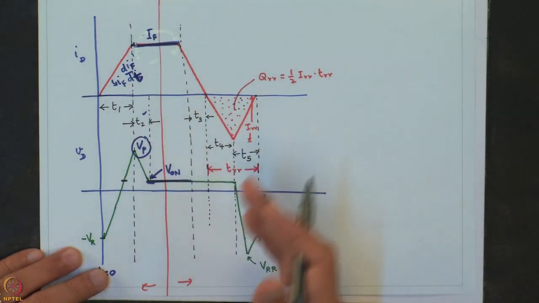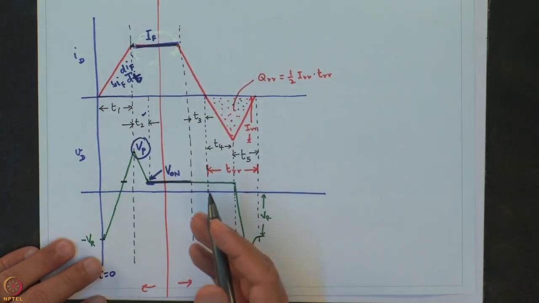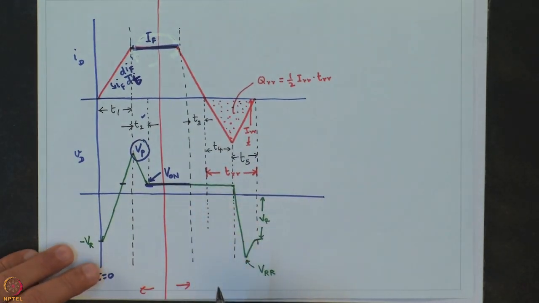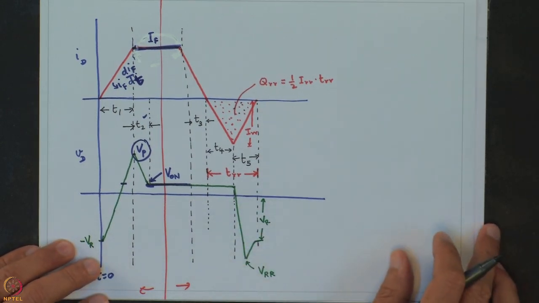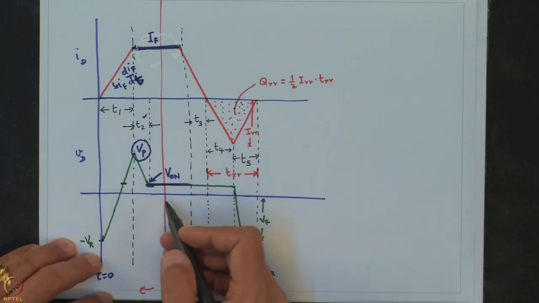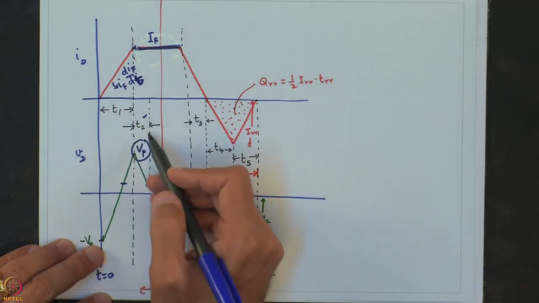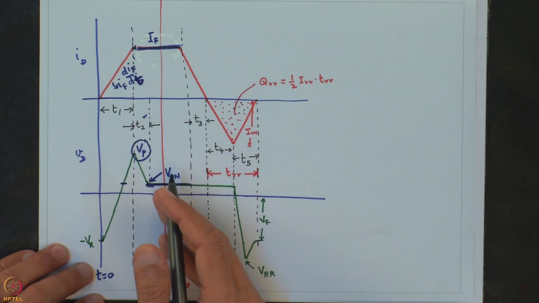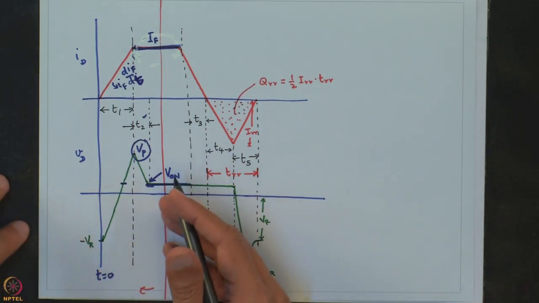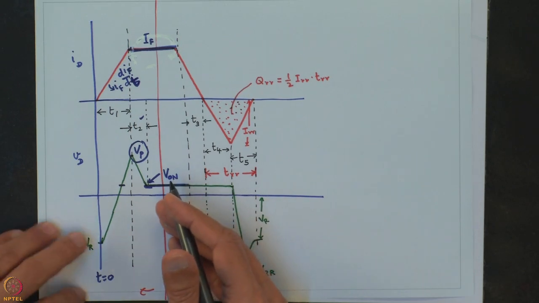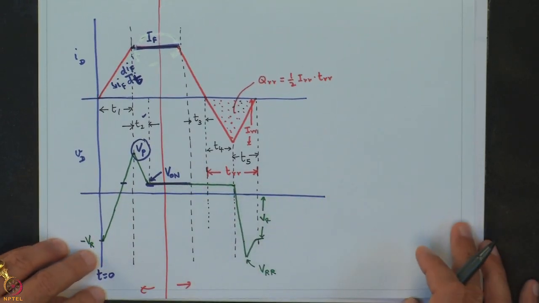Now let us consider the turn off switching of this diode. But before that, I just want to say that this T1 plus T2 actually represents the forward switching on of the diode, or we can just call it the forward recovery time, as it is called by many authors.